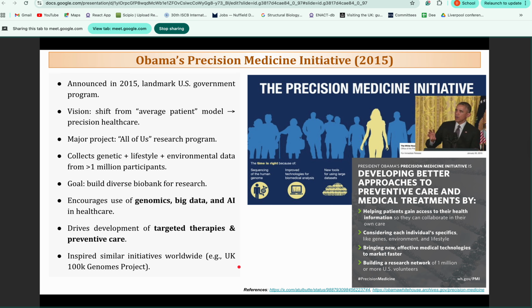For example, in the UK there is a 100K Genome Project, and there are other genome projects also coming up. It is very important, because if we already have that data, then we can design drugs accordingly. Previously, when this was not realized, people were using drugs designed in foreign countries, and they were not that effective in our country.